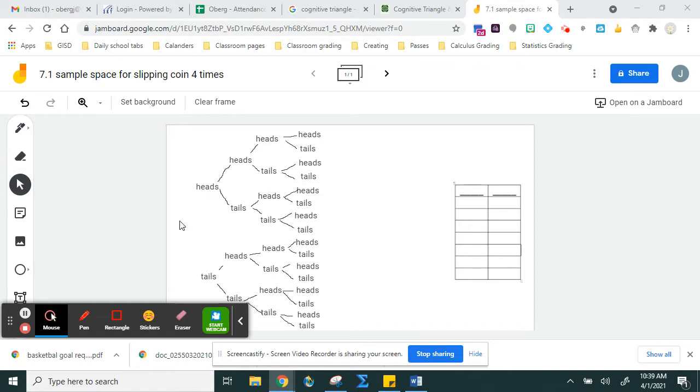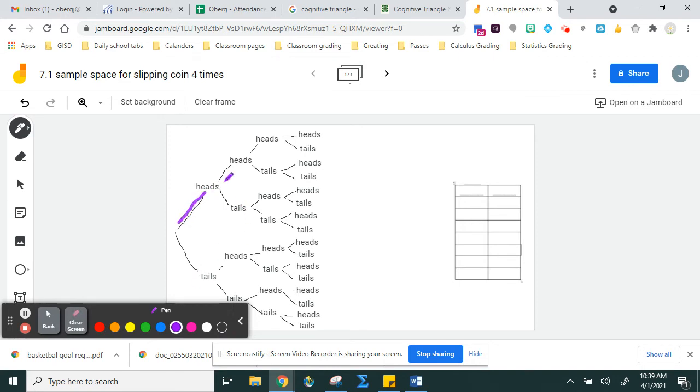So you flip it once and you get either a heads or a tails. And then you flip it again, you get a heads or a tails. And then you flip it again, you get a heads or a tails. And you flip it a 4th time, you get a heads or a tails. So if we go through and go down the line.